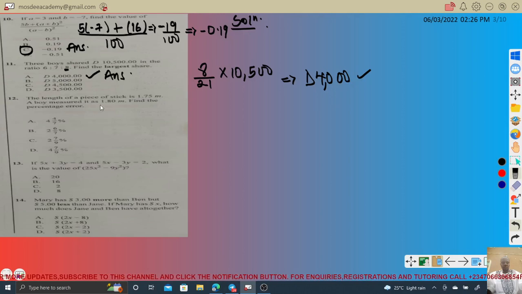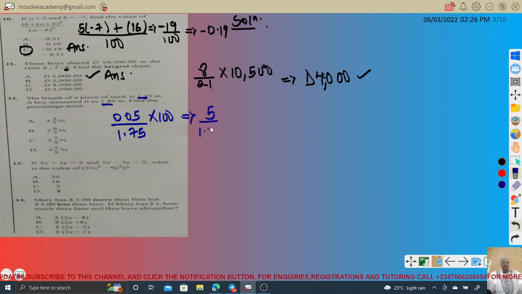The next one: the length of a piece of stick is 1.75 meters. A boy measured it as 1.8. Find the percentage error. Error is the subtraction of 1.80 minus 1.75, that's 0.05, over the actual length, which was 1.75. You are multiplying by 100. Calculator is not here, but you have a calculator with you. So directly you can say 0.05 times 100 is 5 over 1.75, which your calculator gives the same thing. I don't have a calculator here, and I don't want to waste my time. Over 175, so I just multiply both the numerator and the denominator by 100.